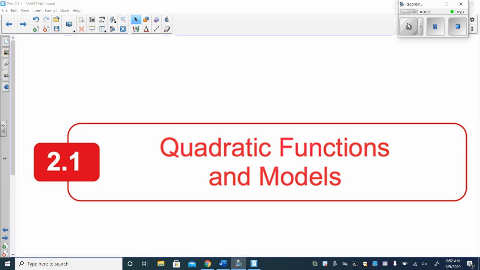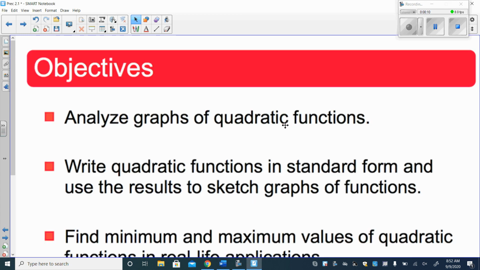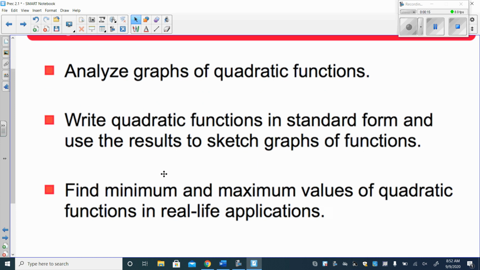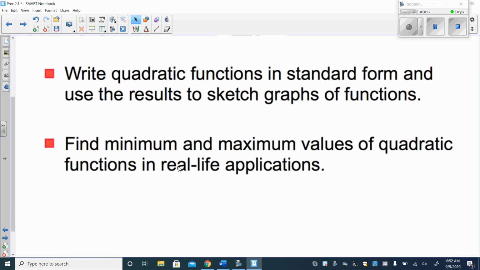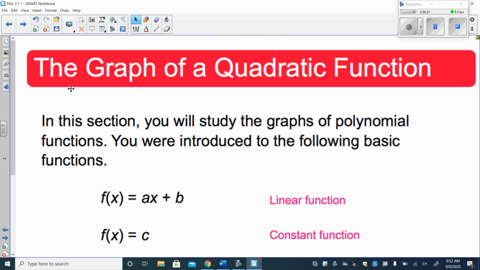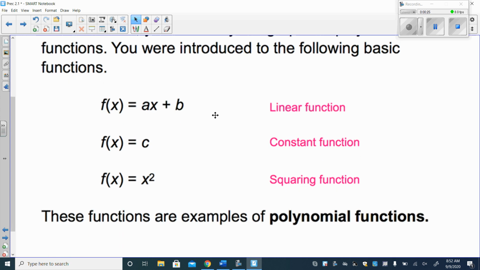Alright guys, so what we're starting today is chapter 2.1, quadratic functions and models. So analyzing graphs of quadratic functions, writing quadratic function standard form and using the results to sketch the graph, minimum and maximum, and we won't focus too much on application. So the first thing is going to be the graph of a quadratic function. In this section you will study the graph, so on and so forth.